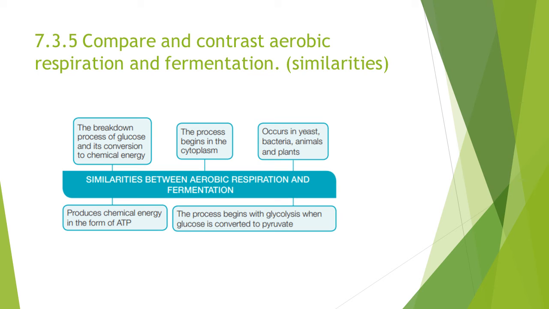Second, the process begins in the cytoplasm. The stage that produces pyruvate occurs in the cytoplasm. What is the name of the process? Glycolysis process. Third, it occurs in yeast, bacteria, animal and plant. In other words, we can say it occurs in all living things. The next similarity is that both produce chemical energy in the form of ATP, meaning both processes produce ATP molecules.